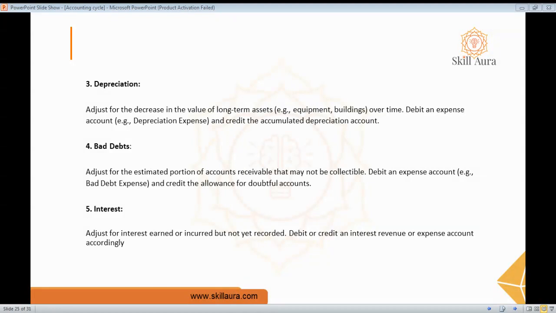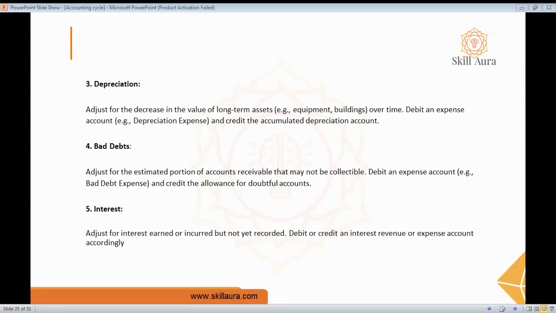When it comes to the bad debts here, by estimating the portion of the accounts receivable that may not be collectible, the expenses account will be debited and the allowance for doubtful accounts will be credited. This is a very important thing. In every adjustment, bad debts will be applied, so you have to understand this concept. In every question there will be any one of the adjustments, that is balance sheet.